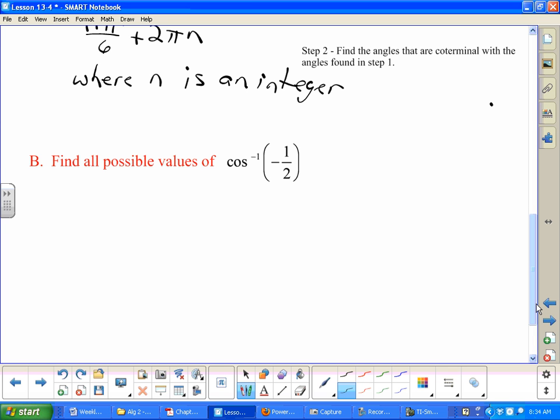Letter B, find all possible values. All right, we're going to work with cosine again, where cosine equals negative 1/2. Now, the signs are very important. Negative 1/2. Cosine is x, right? And x is negative where? On the right or left side of the y-axis? On the left side.